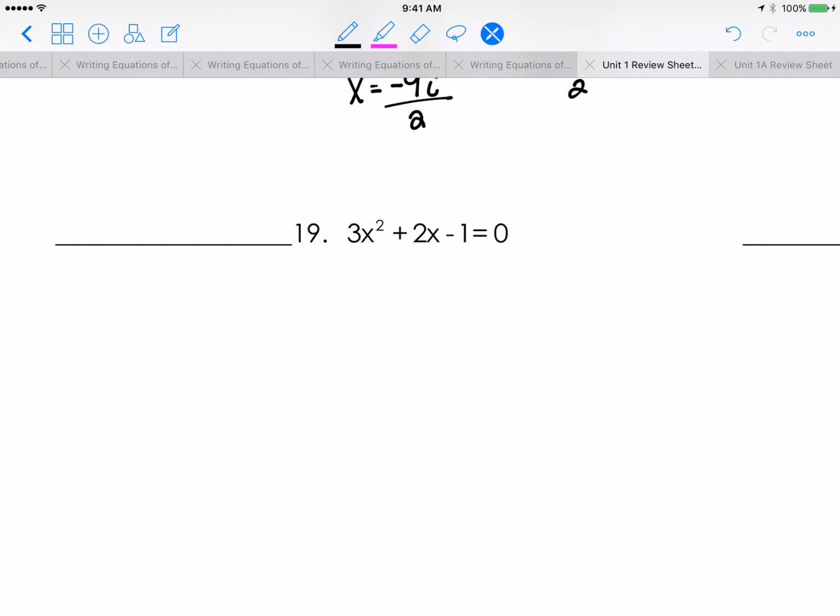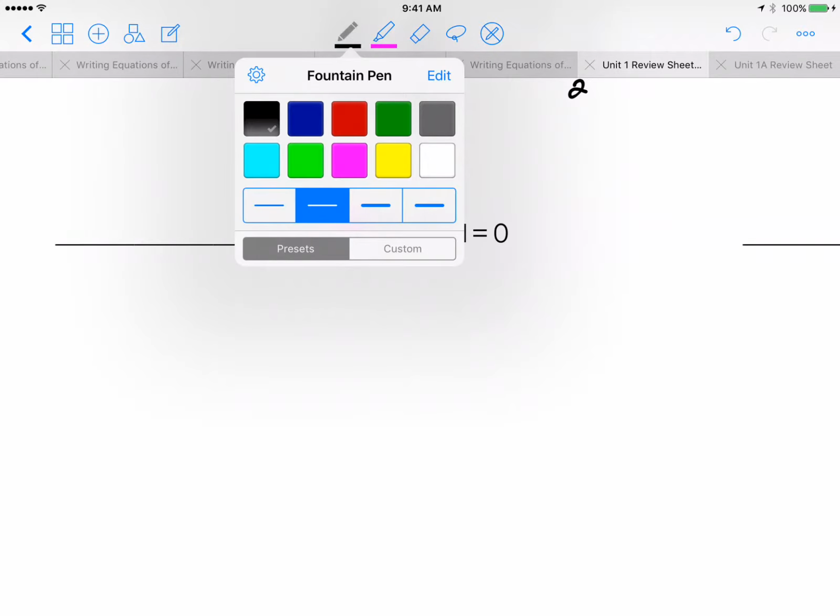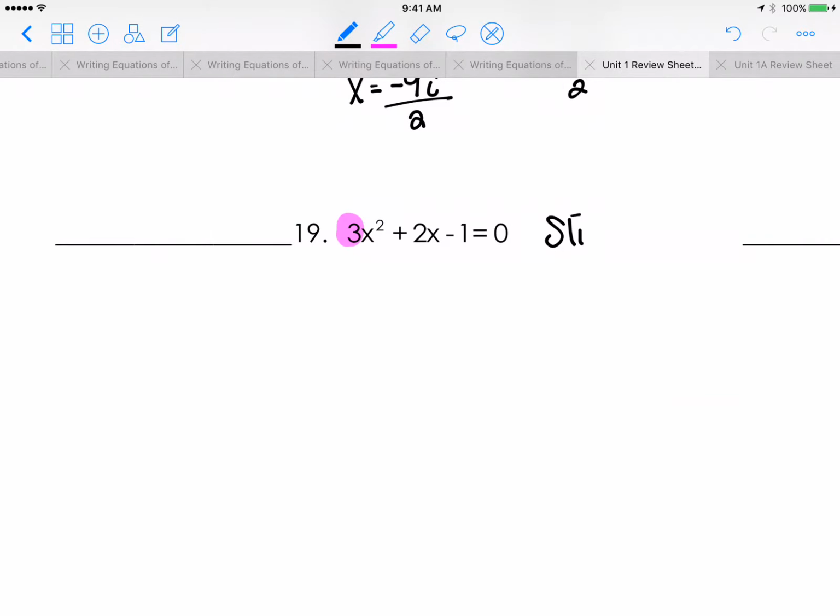Okay, here's 19. So 19, is there a GCF? No. Is there 2 terms or 3 terms? It's 3 terms. And is A equal to 1? No, it's equal to a 3. So when it's not equal to 1, we do slide and divide. Or you could do grouping.